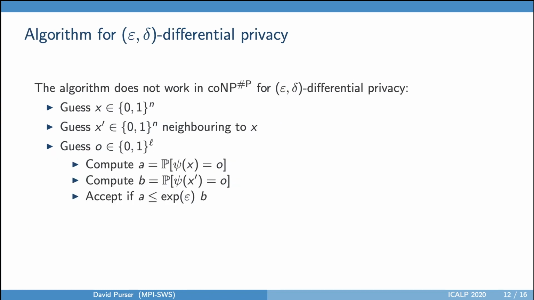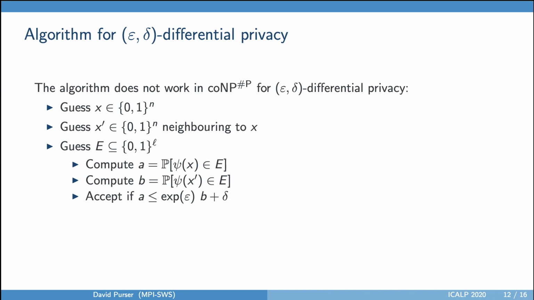Let us now turn to deciding whether a circuit is epsilon delta differentially private. Recall the algorithm for deciding whether a circuit is epsilon differentially private. The natural extension is simply to alter the inequality to incorporate the plus delta requirement. However, this algorithm is not correct. For epsilon delta differential privacy, it is crucial that we test over all subsets of outcomes.